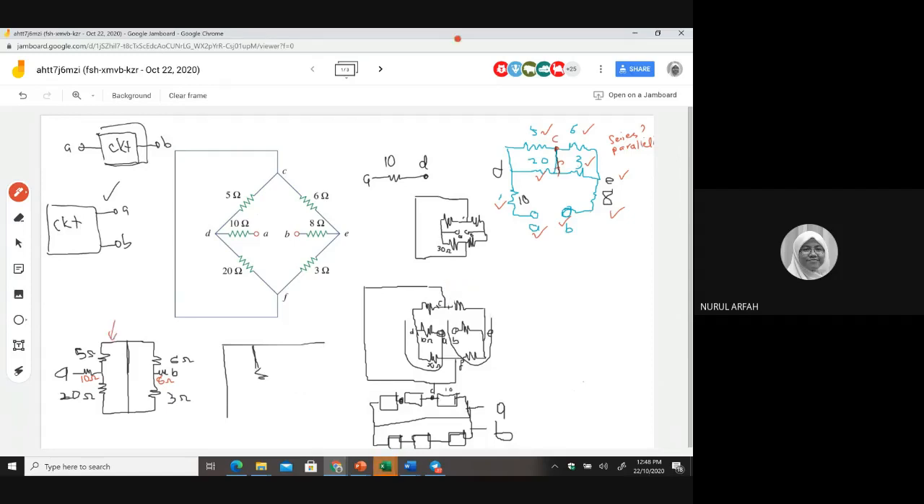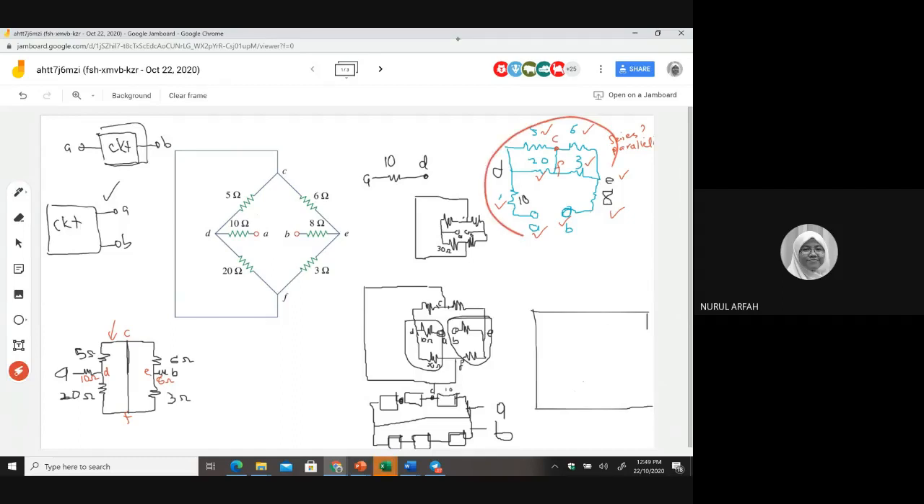This one also, can you identify series and parallel? This one looks okay because this is 10, 5, 20, and this is a D, this is C, this is F, and 3 here, 6, yes, 8, yes, E, and this is B. No. Okay, you can build up equation for this. And also this one. This one, I think you missed this part. Resistor here.